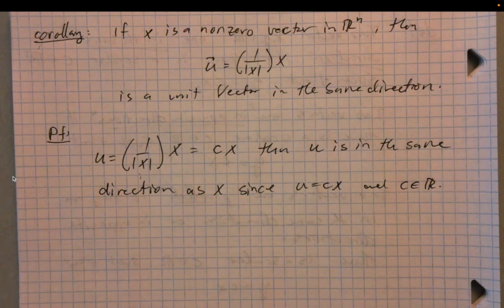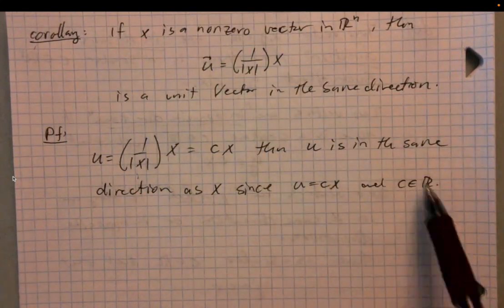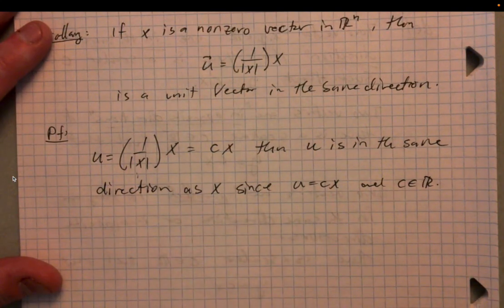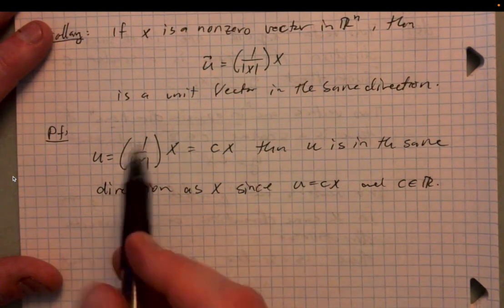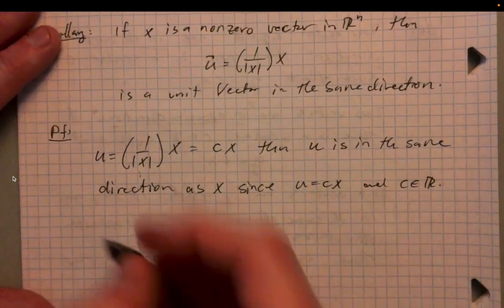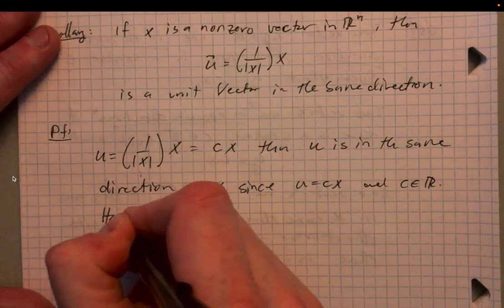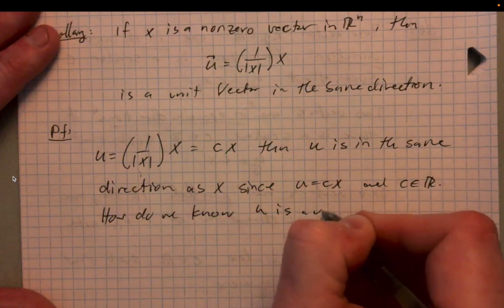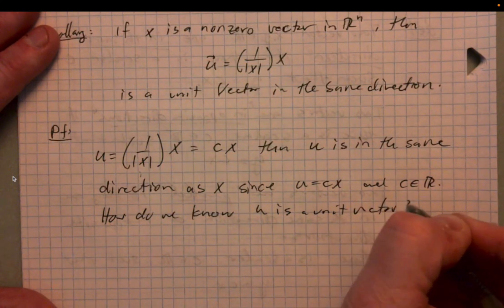Okay, now how do we know that it's a unit vector though? We know it's in the same direction, so how do we know it's a unit vector? Let's take the norm of u, and if we can show that the norm of u is equal to 1, then we've got a unit vector in the same direction. That's the part 2 of this proof.